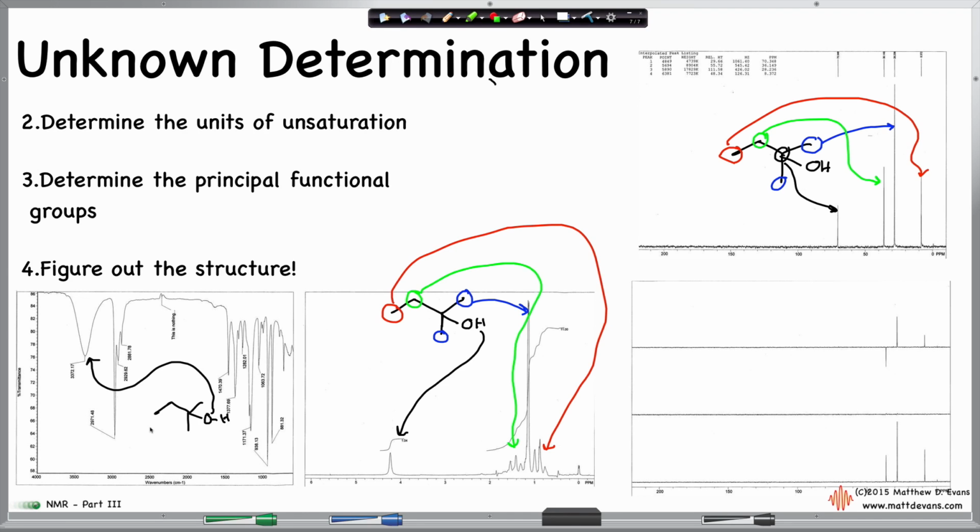But that's it for this part 3. This one was a little bit longer than I thought it would be, but we're going to get more practice on how to identify compounds. I'm going to pass out about 6 sample spectra and have you take a look.